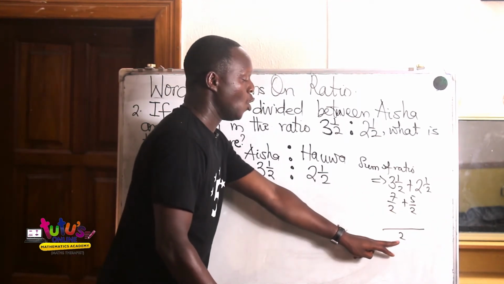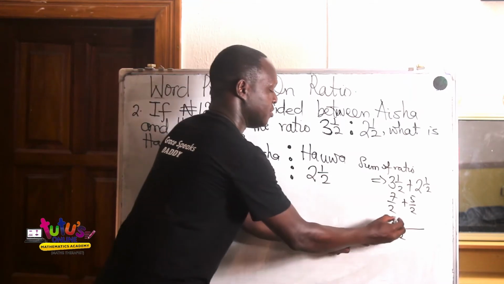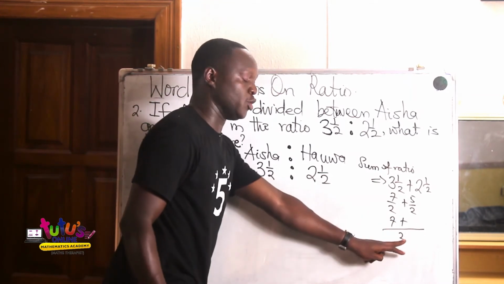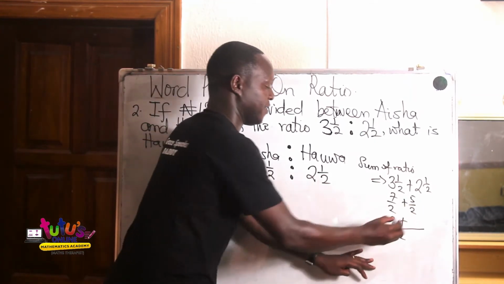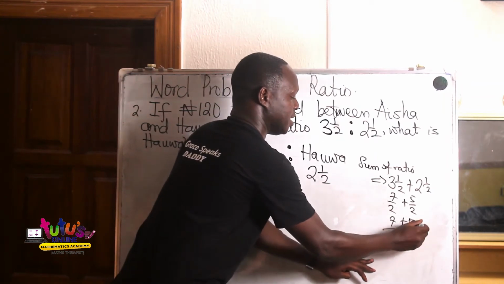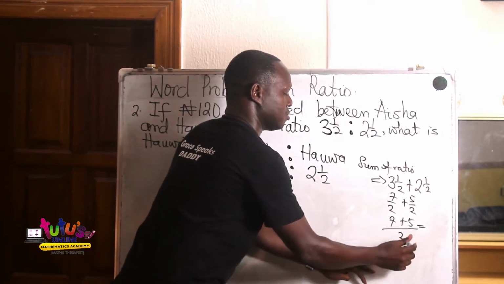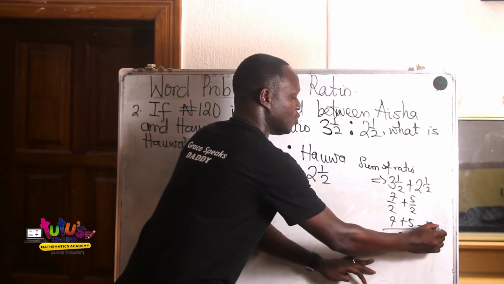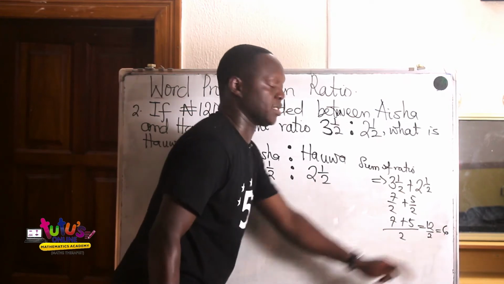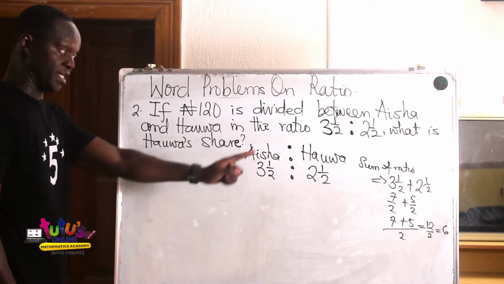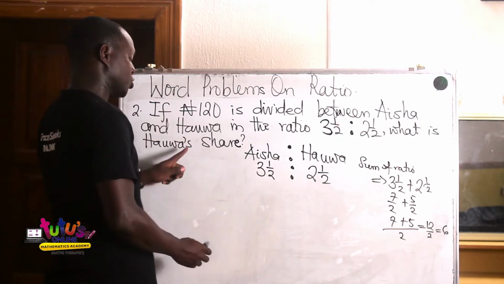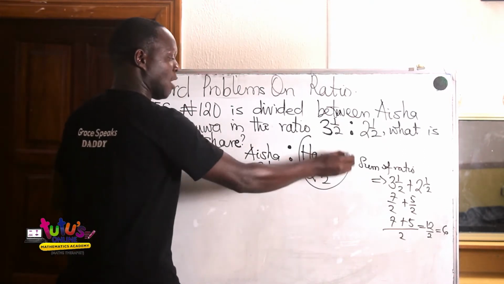2 into 2, 1 times 7, 7. Plus 2 into 2, 1 times 5, 5. This gives us 12 over 2, which is 6. 12 divided by 2 is 6. So our sum of ratio is 6. Now we are looking for whose share? Hawa's share. This is what we are looking for, Hawa's share.